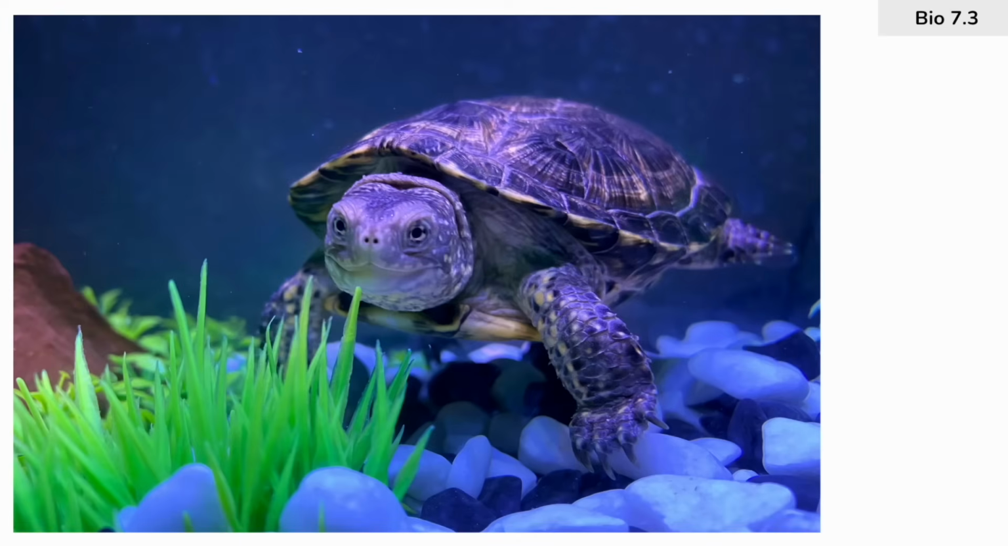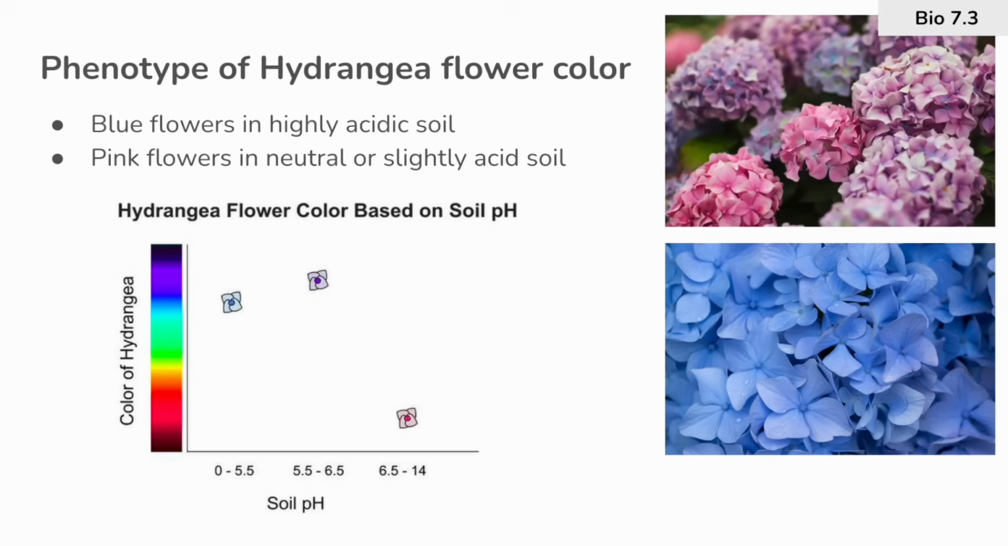Now, some traits are actually altered by environmental factors. Certain reptiles, their sex can be determined by the environmental temperature that they experience while they're developing. Another example is hydrangea flower color. Now, if they have different exposure to different pHs in the soil, they may end up being a different color in the garden.